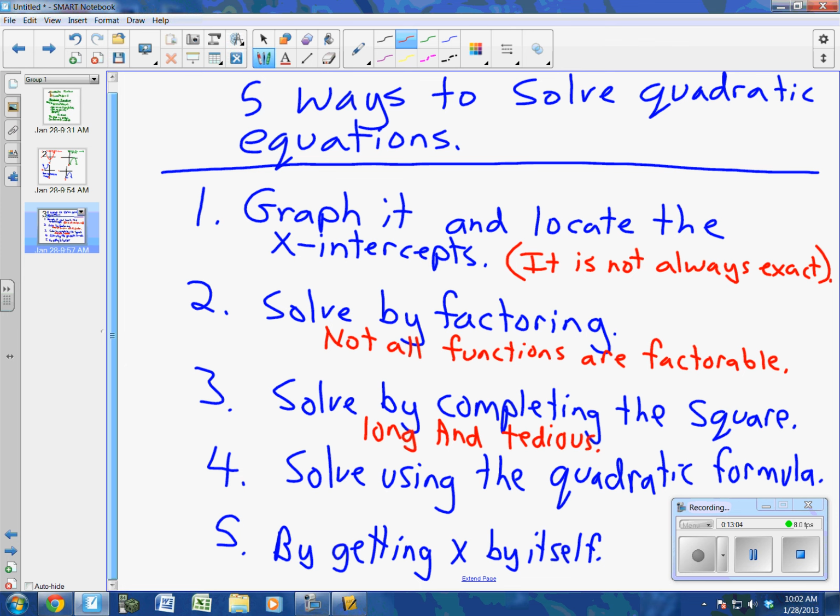Oh, by the way, the other problem with number 1 is it's not always possible either. The reason why is because not all parabolas cross the x-axis. So you can't find the answer by graphing.